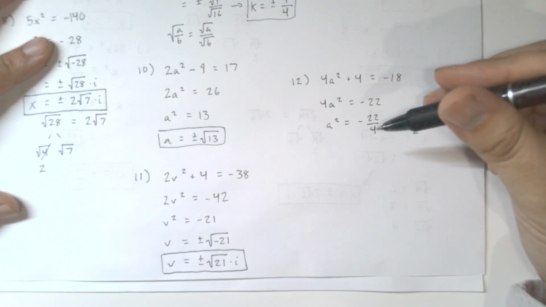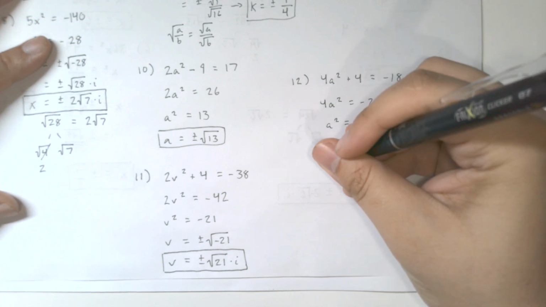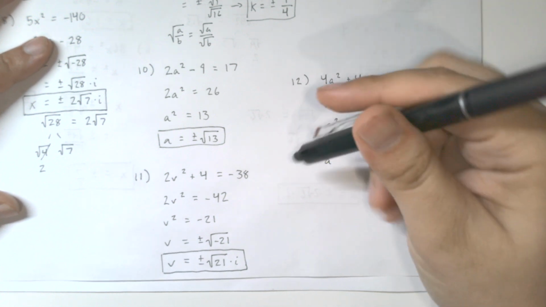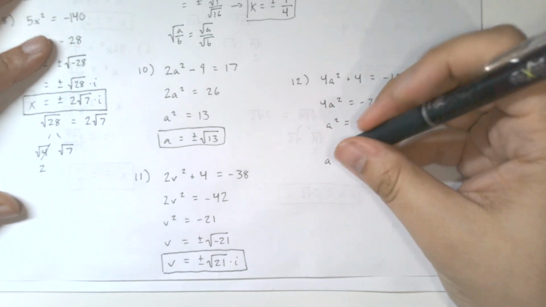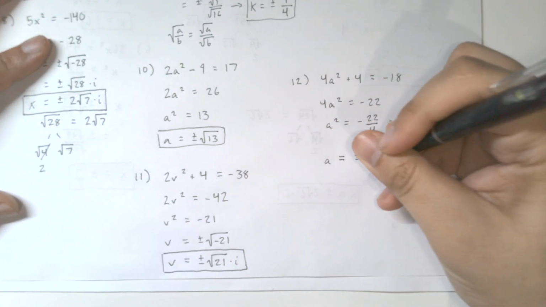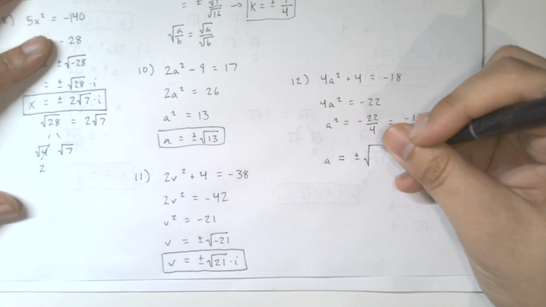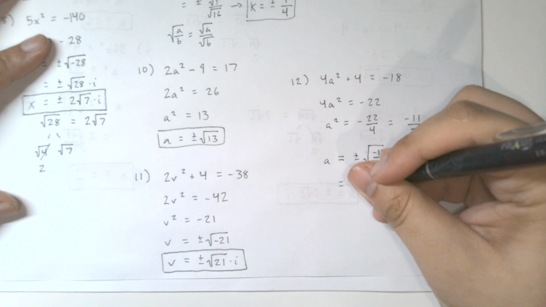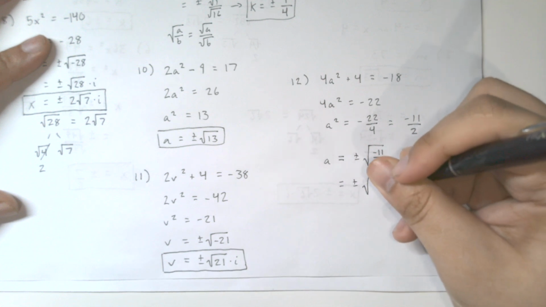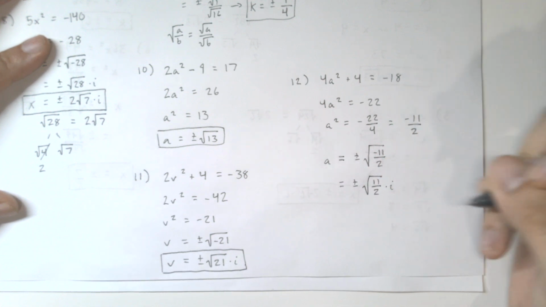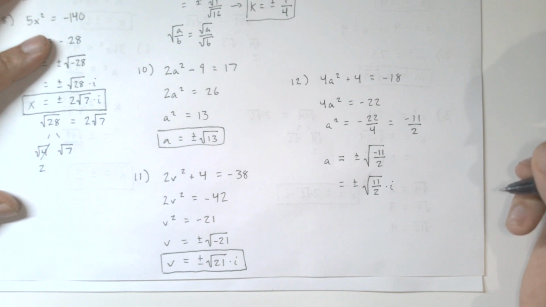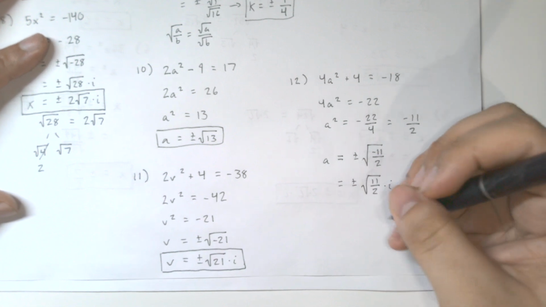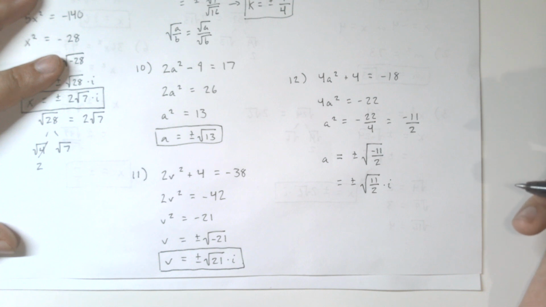So now we're going to want to take the square root of both sides of this equation. So a is equal to plus or minus the square root of negative 11 over 2. This is equal to plus or minus the square root of 11 over 2 times i. So we get that negative out of the square root. And now we have kind of a funky fraction here. We have the square root of 11 over 2. We don't like to have fractions in our square roots.